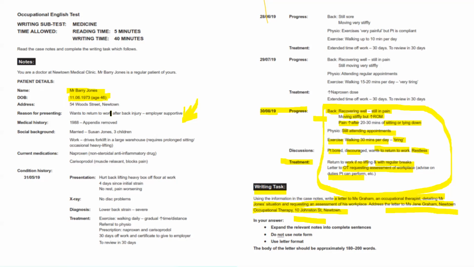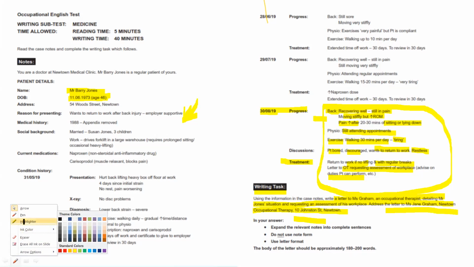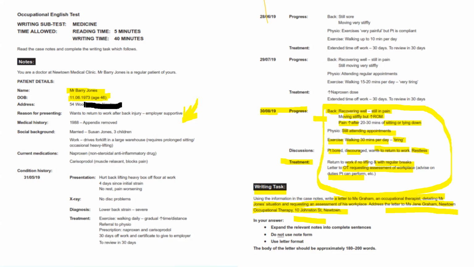Regarding the address, is it important? No, not important. Okay, you can exclude the address. What about reason of presenting: wants to return to work after back injury? Employer supportive. Is it important? Yes, of course it's important. Medical history: in 1988, appendix removed. Is it important? No.